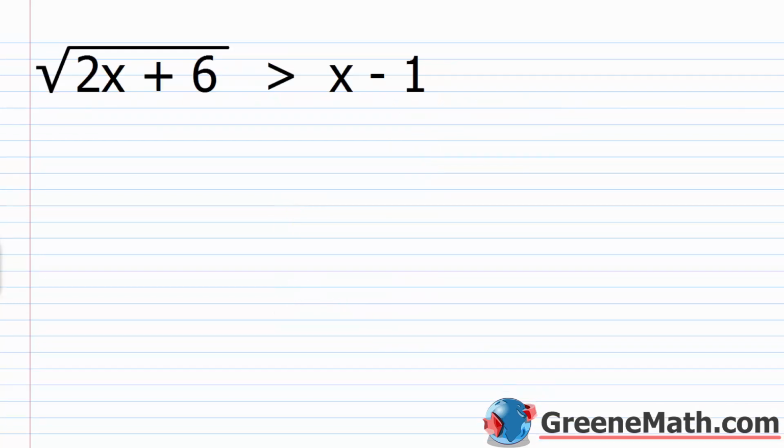All right, let's take a look at another one. For this one, we have the square root of 2x plus 6 is greater than x minus 1. Remember, if you have a square root involved, or a fourth root like we just saw, or a sixth root, any even root, then you need to figure out what the domain restriction is going to be. In this case, 2x plus 6, my radicand, has to be greater than or equal to 0.